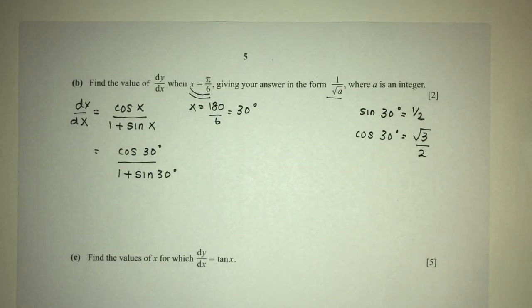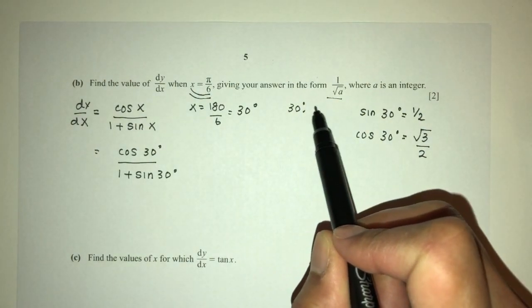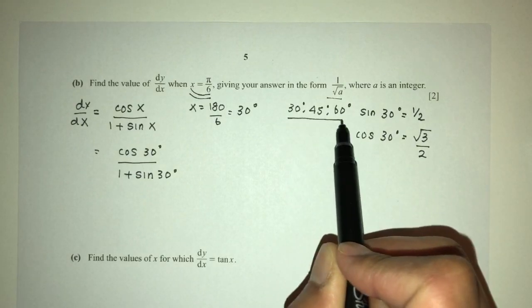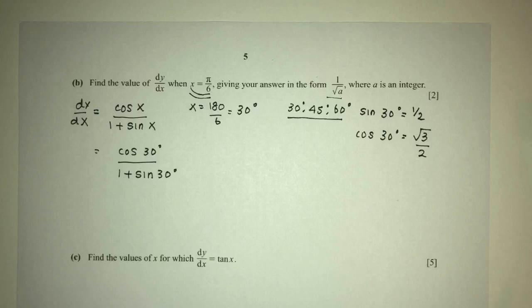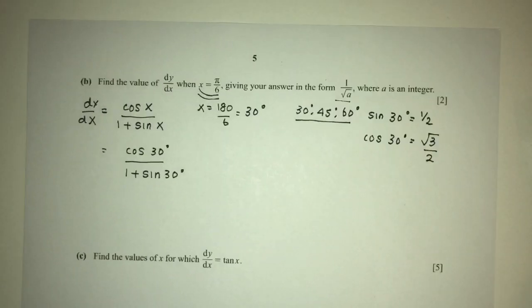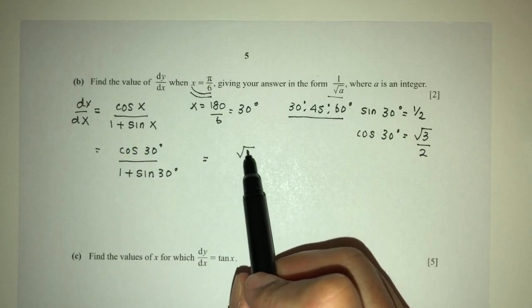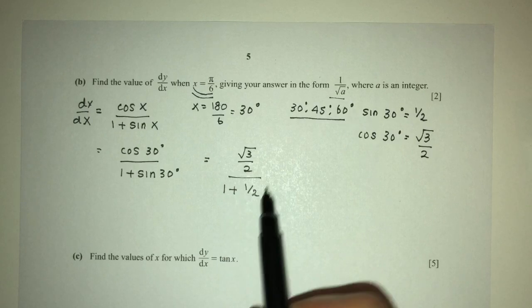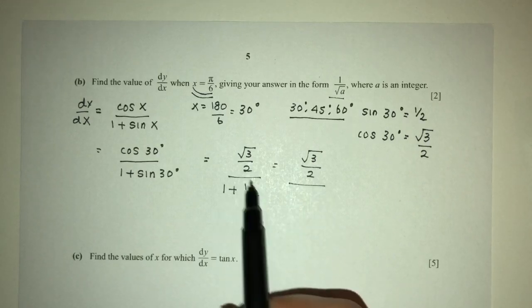So again, I would recommend you guys know those values for 30 degrees, for 45 sometimes, and 60. For those three angles, I would recommend memorizing the sin, cos, and tan values. But yeah, you don't need to, but I would recommend so. Anyways, so this will be root 3 over 2 divided by 1 plus half. So 1 plus half is what?